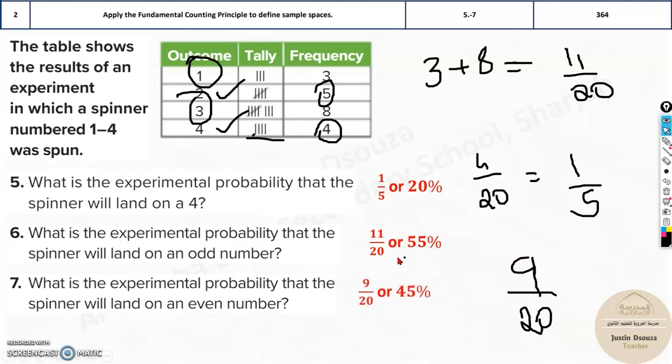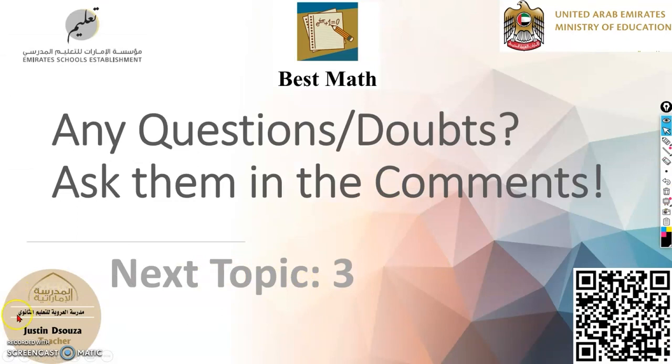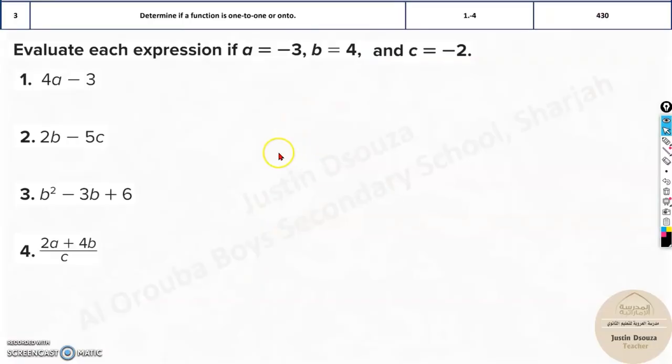Very simple, very easy concept. So in the next video, we will solve topic number 3. Topic number 3 is one of the simplest topics in this entire exam scheme. You have to evaluate each expression. It is 1 to 4 on this page.